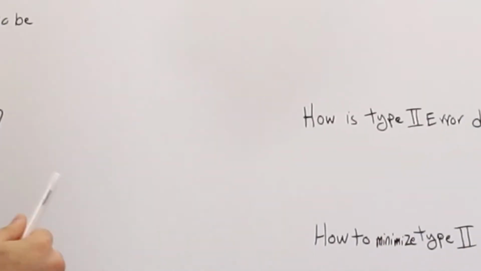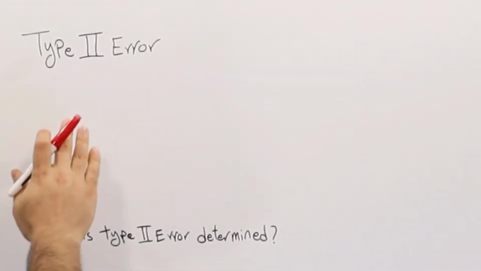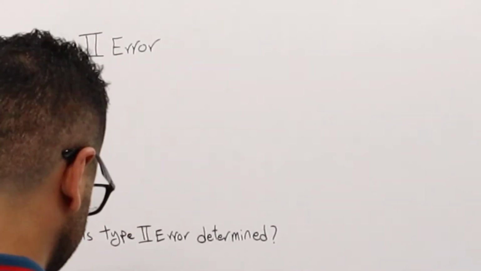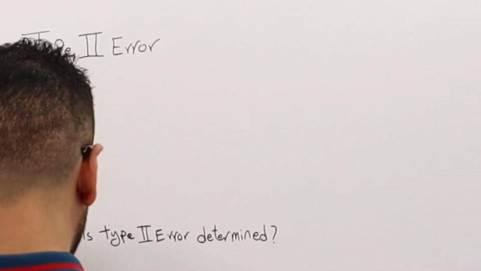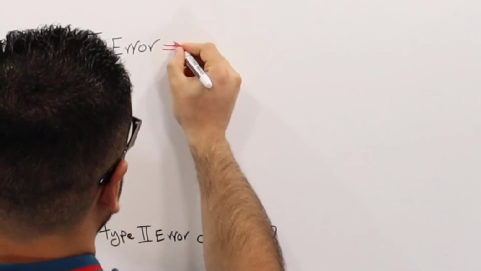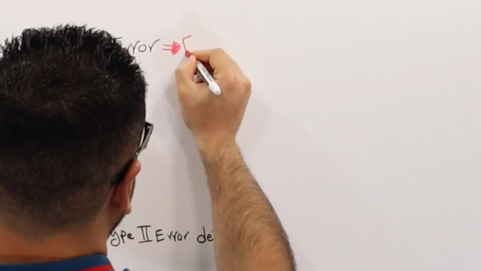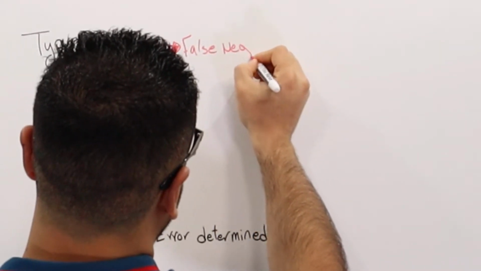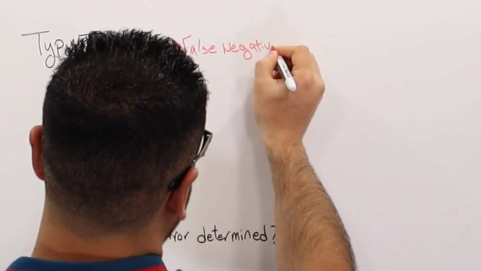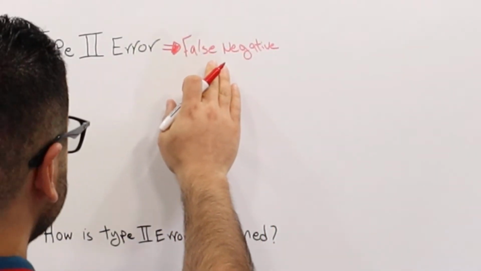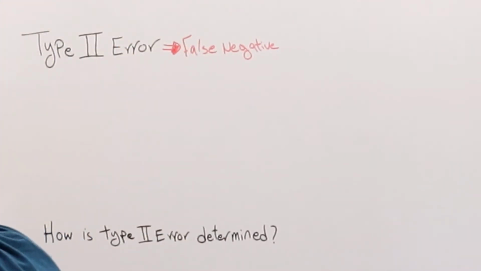Now, let's move into type 2 error. What does this type 2 error mean? Another name for type 2 error is false negative. So you may see this false negative used. This is basically the opposite of type 1 error.